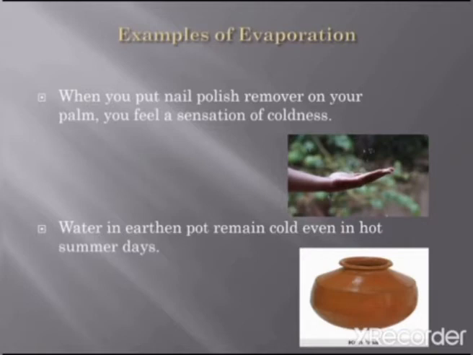Another example is of the earthen pot. Water in an earthen pot remains cold even on hot summer days. This is because the earthen pot has small pores in it. When we keep water in it, this water seeps through these pores and evaporates. As the water evaporates, it extracts heat from the water present in the pot. As a result, water in the earthen pot remains cold even in summer. Here are some other examples of evaporation.